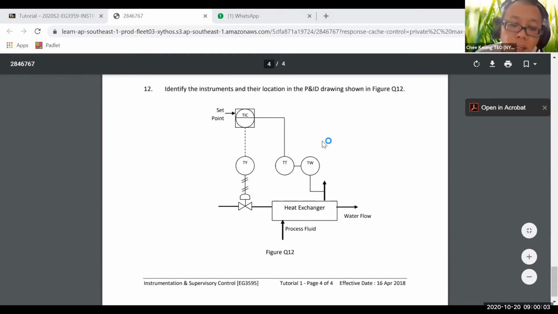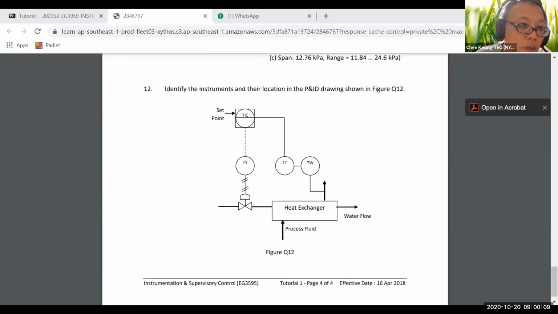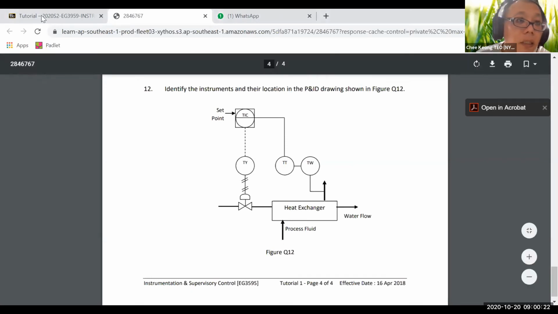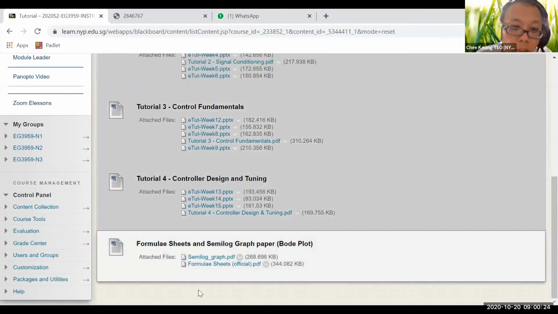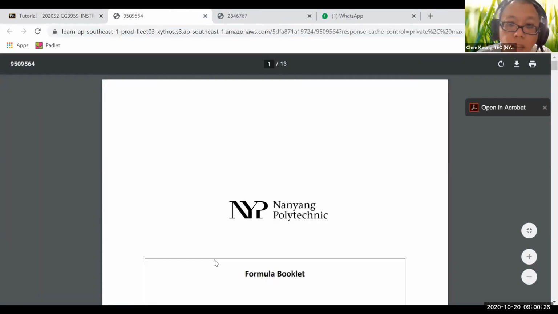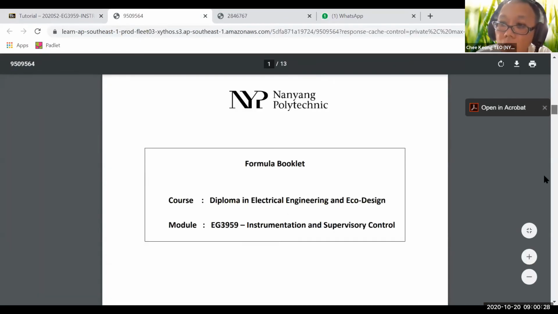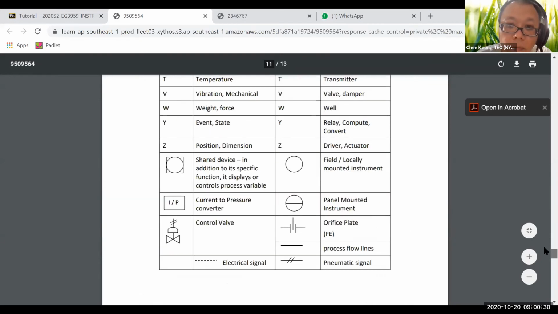So let's try and see it from the other point of view, which is the lecture notes, where we have the P and ID diagram. Instead of that, let me access the formula sheet and go to the P and ID diagram instead.